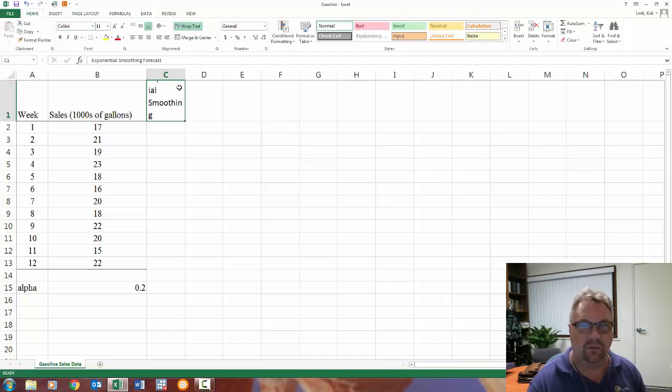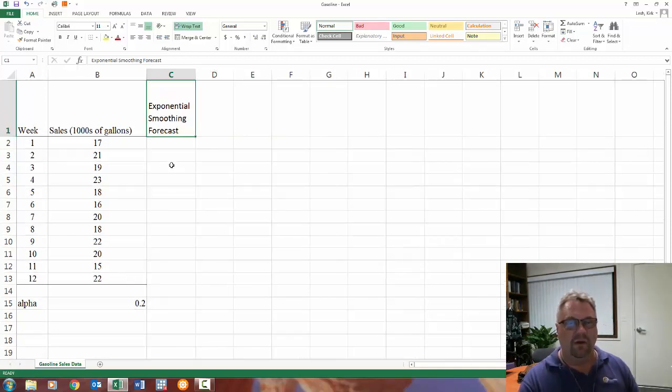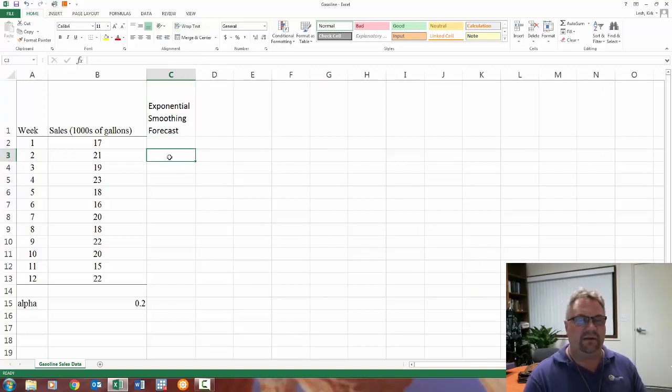Okay. Oh, that didn't work out well at all. Okay, there we go. So the idea here is I'm going to take my smoothing constant and it's going to be a weighted average. It's going to be a weighted average of two things.